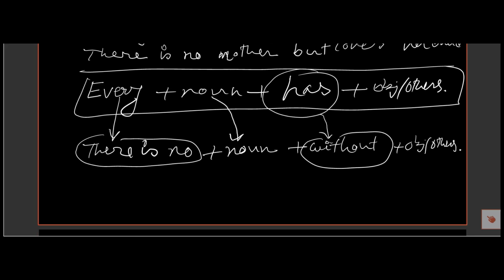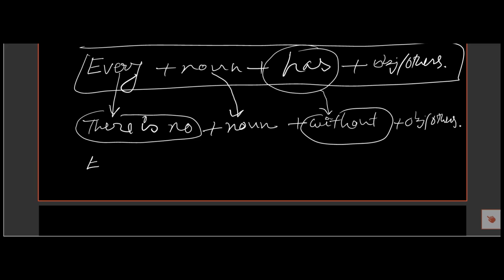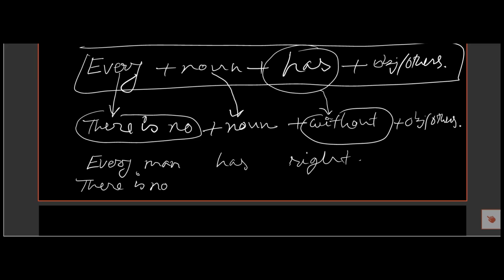So, example: every man has rights. Every becomes there is no, and man is a noun, so there is no man, and has will be changed into without, and the rest of the sentence follows. So every man has rights.